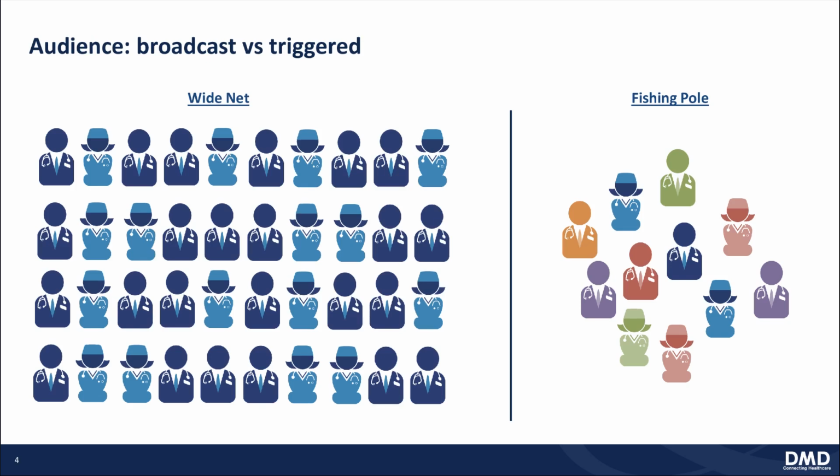The next thing I want to look at is the audience that we start with, because it's important to think strategically about who we're going to bring in and how we're going to handle them. I'm going to use a fishing analogy here. I'm a Midwest boy. There's a lot of fishing that goes on. I personally don't fish a lot, but I like the analogy. So on the left side, you see we have a wide net, and on the right side, we have a fishing pole. And these really represent our broadcast campaigns, and then the fishing pole represents our targeted or triggered campaigns.